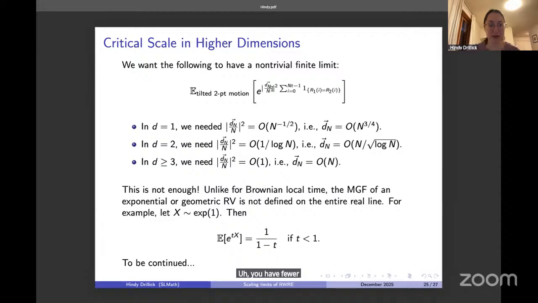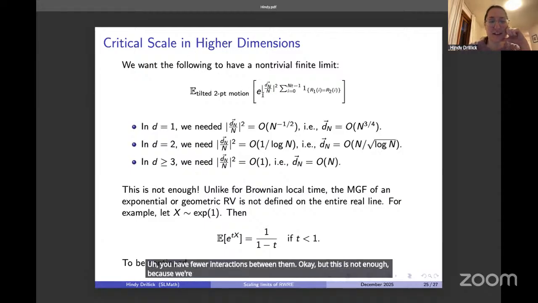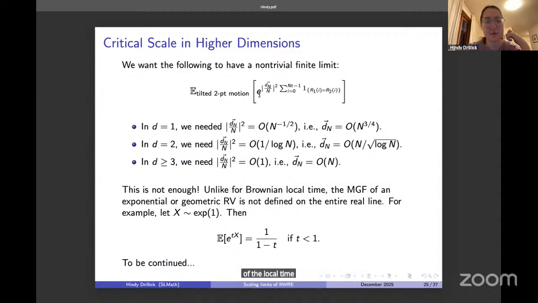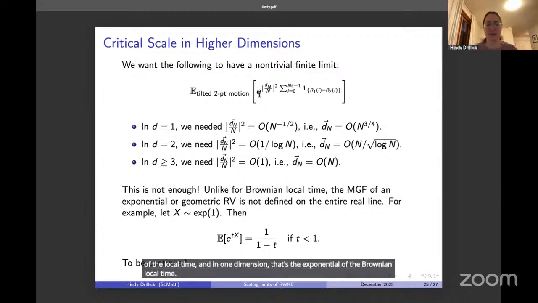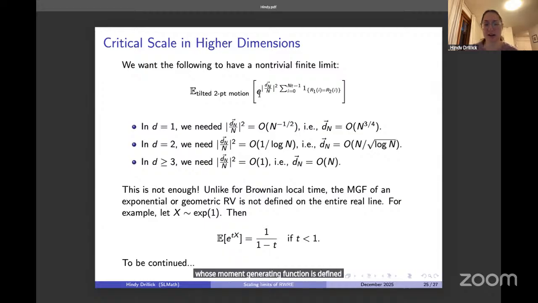Okay, but this is not enough because we're actually taking the expectation of the exponential of the local times. This is kind of like the moment generating function of the local time. And in one dimension, that's the exponential of the Brownian local time, whose moment generating function is defined everywhere on the real line.